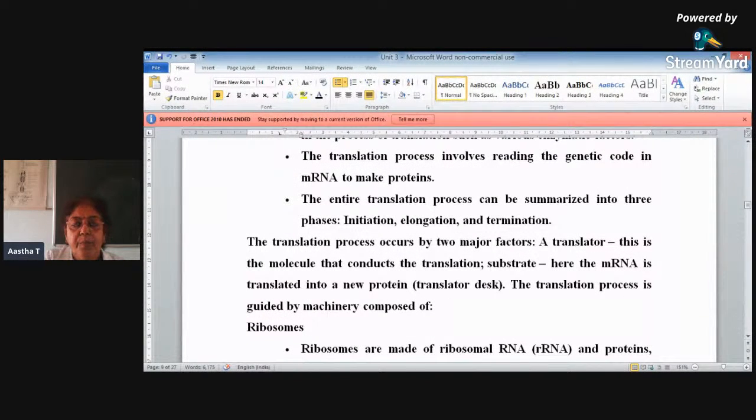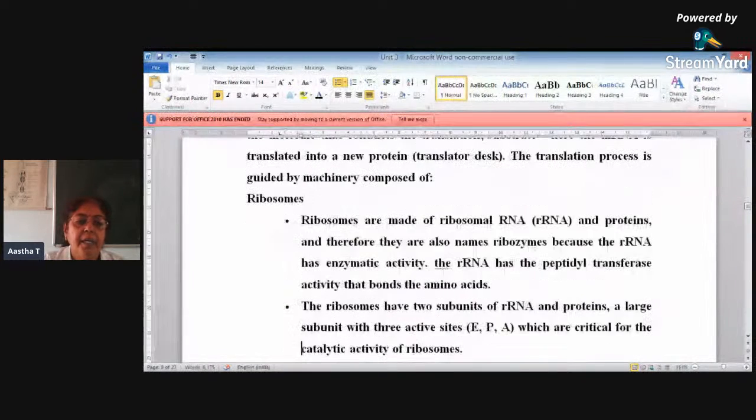Translation occurs by two main factors, a translator molecule and a substrate molecule. The translator is the molecule which carries out or conducts the translation, while the substrate is nothing but the mRNA which is translated into a new protein. You can also call it a translator desk. So one is the translator, that is tRNA, which will translate this coded information in the form of amino acids, and the second one is the substrate, that is the mRNA, which contains the coded information in the form of the genetic code. This translation is guided by ribosomes.